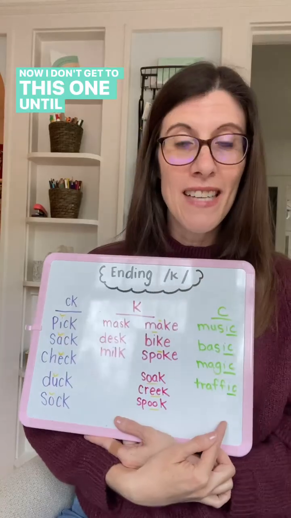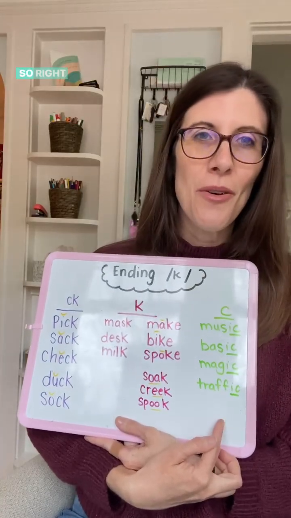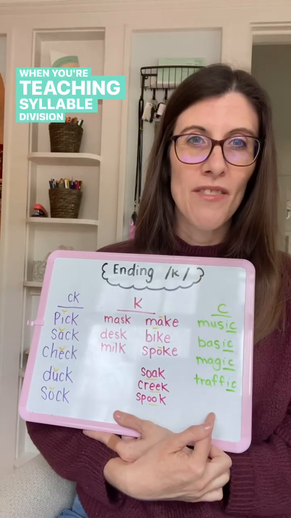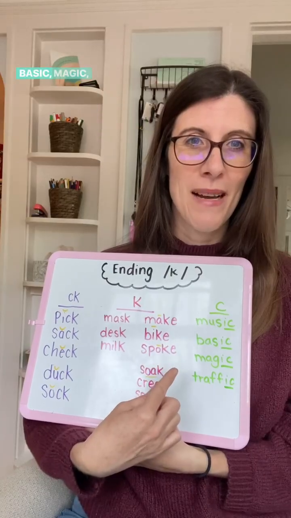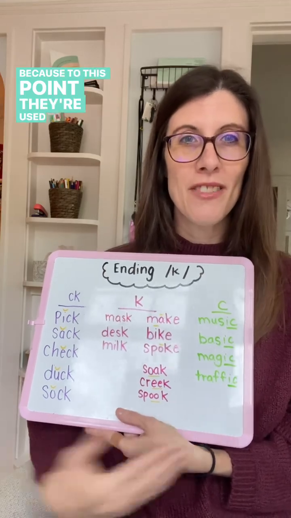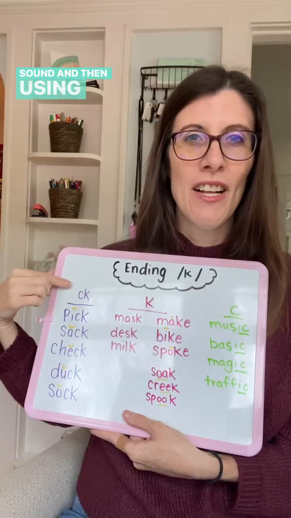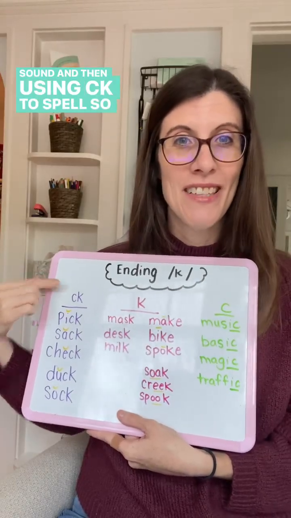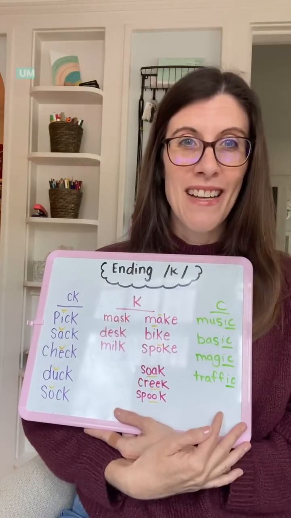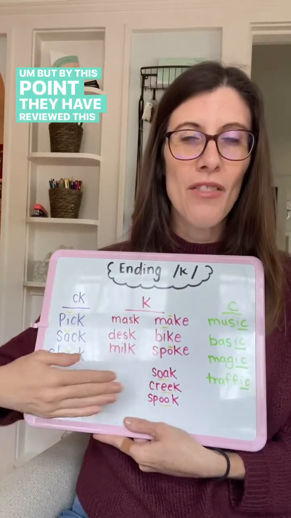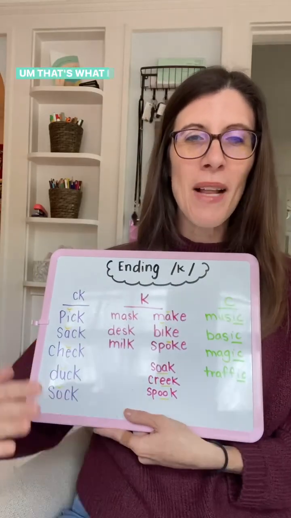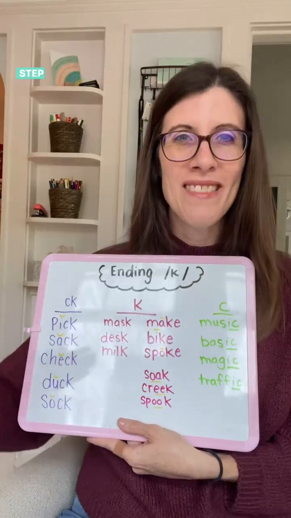Now, I don't get to this one until I'm teaching syllable division. It comes up right away when you're teaching syllable division with words like music, basic, magic, traffic. So I want to point that out right away because to this point, they're used to hearing a short vowel sound and then using CK to spell k. So I take this opportunity to show them that we have another exception. But by this point, they have reviewed this so many times that it won't feel like, ugh, another thing. That's what I like about taking this approach, one step at a time.